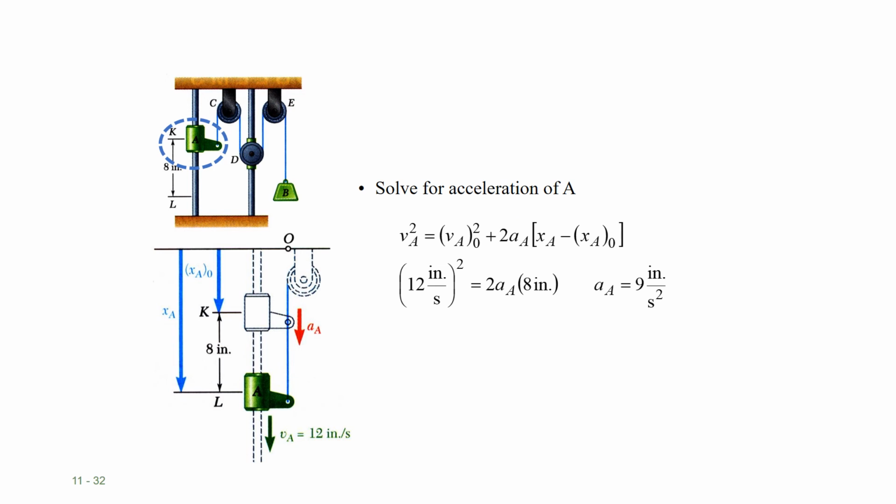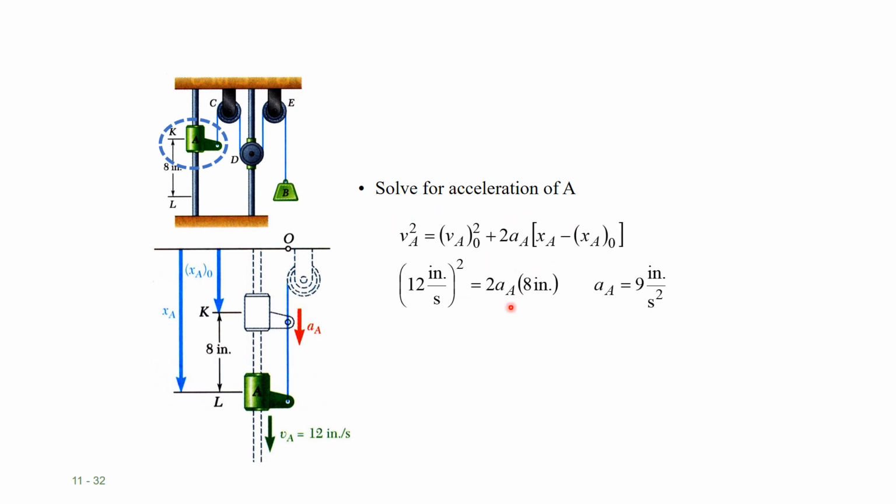Here are the equations that describe what's happening. We have a velocity, we have a position. They didn't give us any time information, so that's why it's convenient to use this velocity-position equation. Plug in final velocity of 12 inches per second, initial velocity, it starts from rest, is 0. It moves down 8 inches, so you have to study the dimensions off of the figure that's given here to get that information.